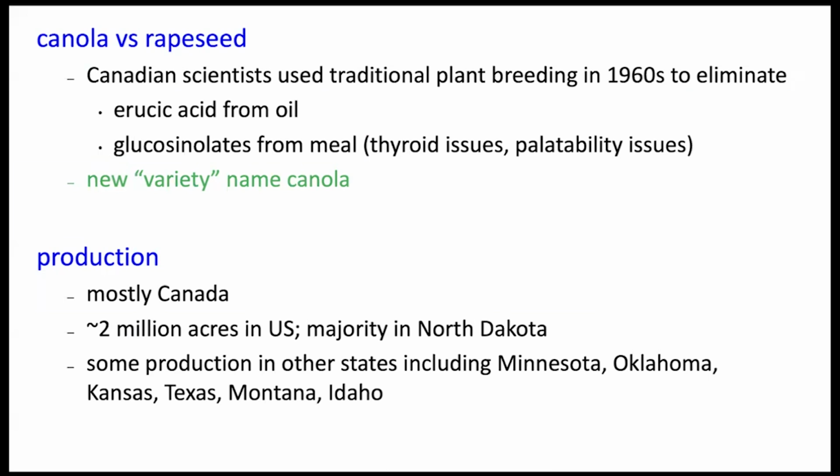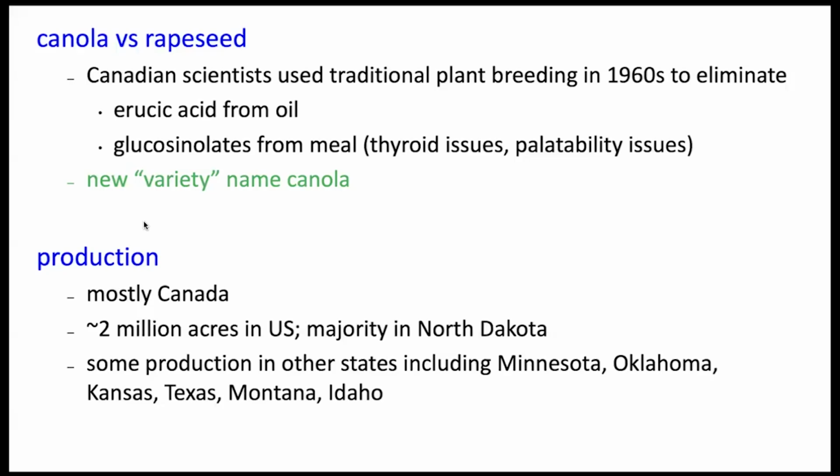What happened is back in the 1960s, Canadian scientists, through traditional plant breeding techniques, eliminated a couple things or made them very low levels, and those were erucic acid and then glucosinolates, which can cause some thyroid issues and some palatability issues as well. And so they bred that out of the rapeseed, and by doing that, they came up with what they call canola. That actually comes from the name Canada and oil is how they got to canola. And that's the way most people know it today, just canola.